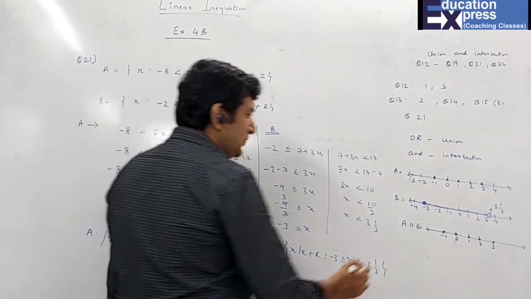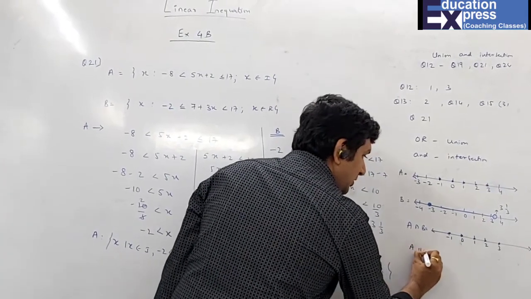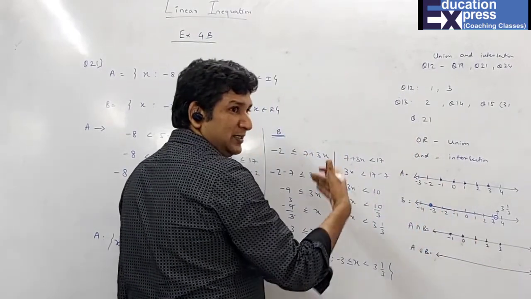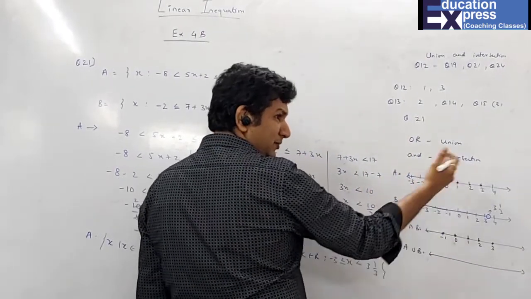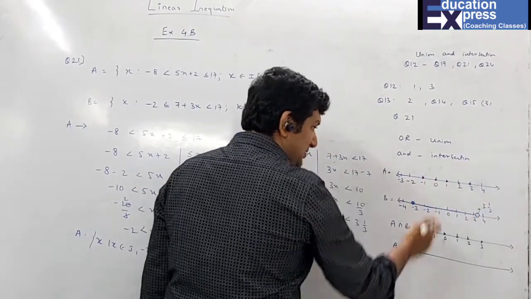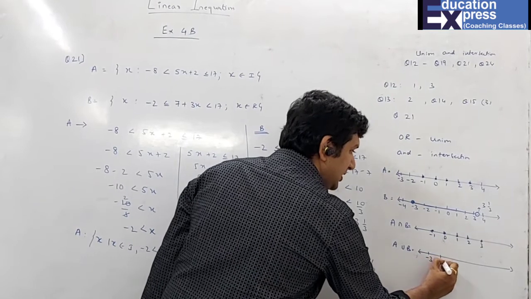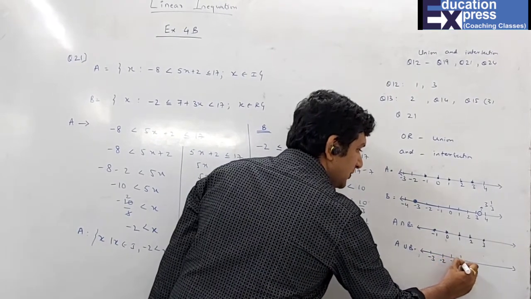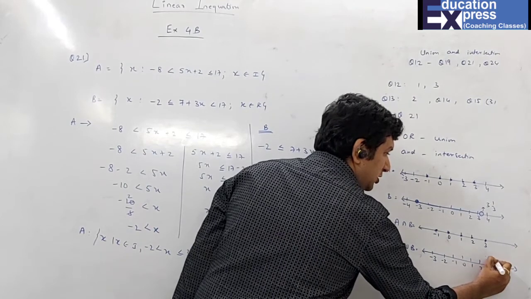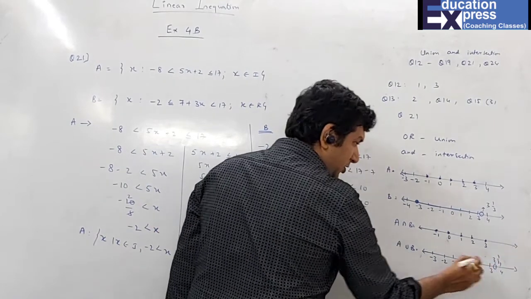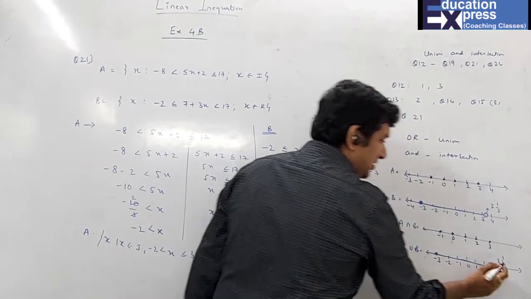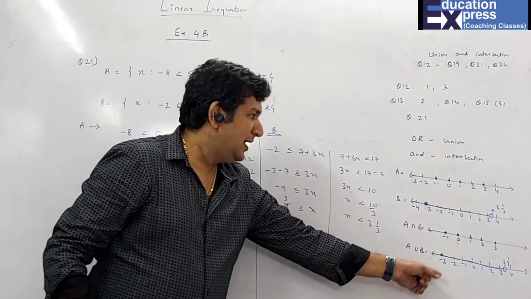But if you ask me A union B, then everything. What is it, maximum left or maximum right? On the left-hand side the maximum is B only, and on the right-hand side also the maximum is B only. That means the answer would have been -3, -2, -1, 0, 1, 2, 3, and up to 3 1/3, with 3 1/3 not included and -3 included. Hence the union would have been this entire thing. So this is the union and this is the intersection.